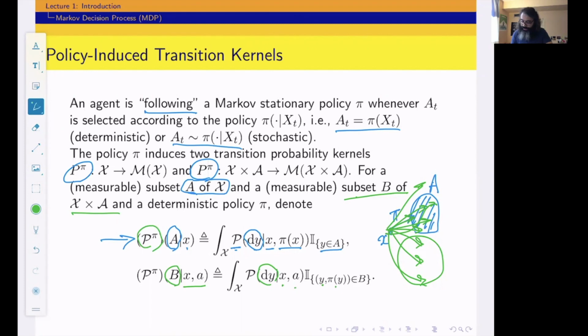I guess there's a small notational problem here, I noticed. Here I use P^π, which is a different font of P^π. They're supposed to be the same font, so it shouldn't confuse you that I'm talking about two different things. Both of them are the same. Okay, so this is a policy-induced transition kernel, so we will use it.